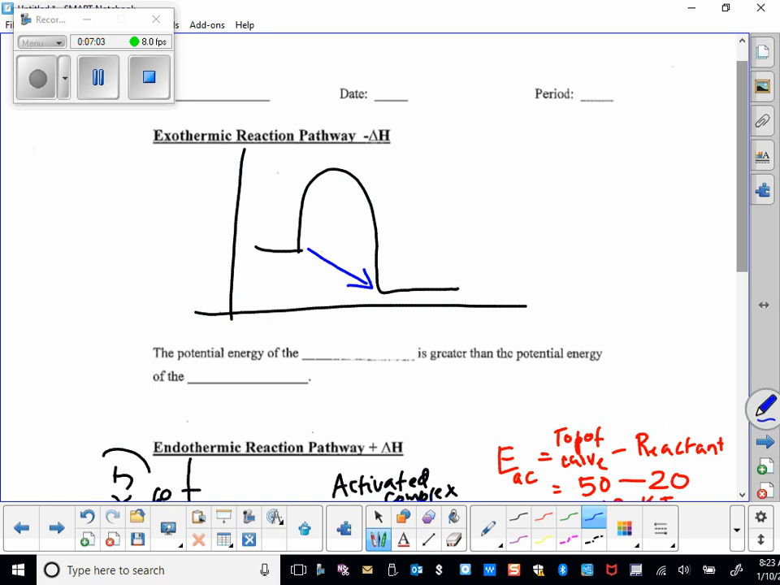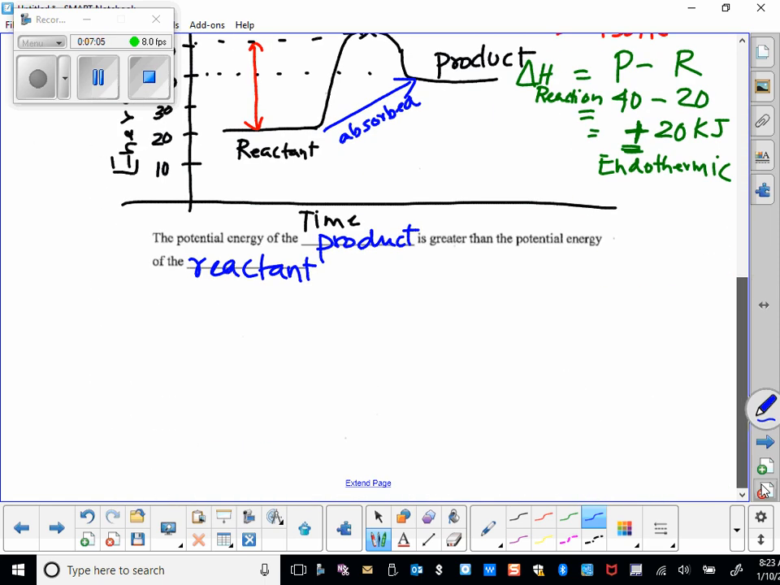Okay. Now, we have learned what a catalyst is in biology class. What is the definition of a catalyst? Yes, Ms. Geeta. It's something that neutralizes a reaction.